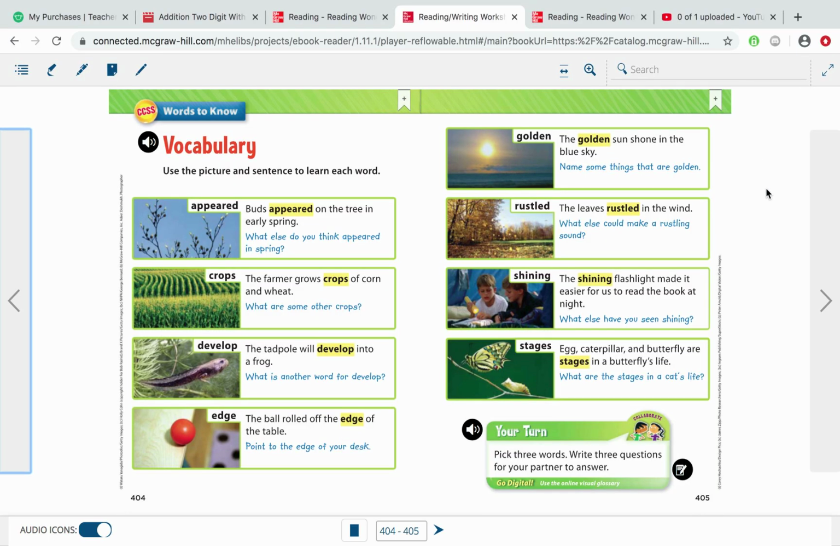All right, second grade, here's your vocabulary words that are going to be in your stories this week. First, you'll see that this is in your small reading book, page 404, if you'd like to take a look at this at any time this week.